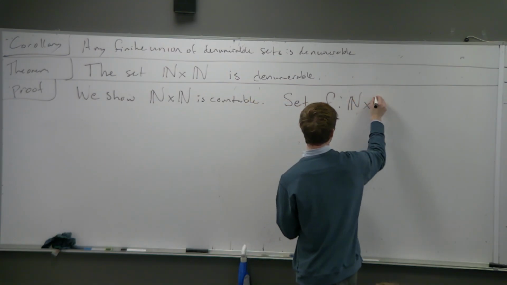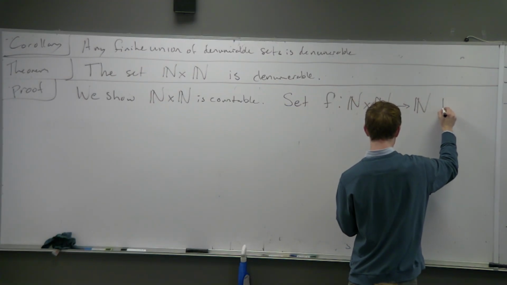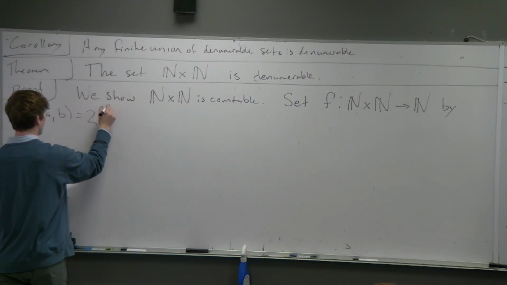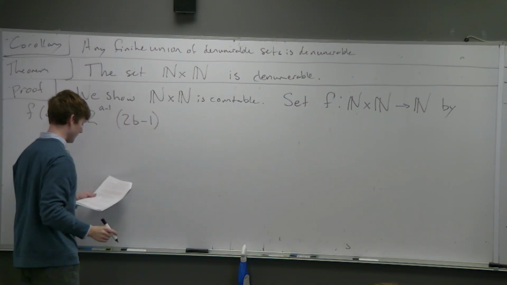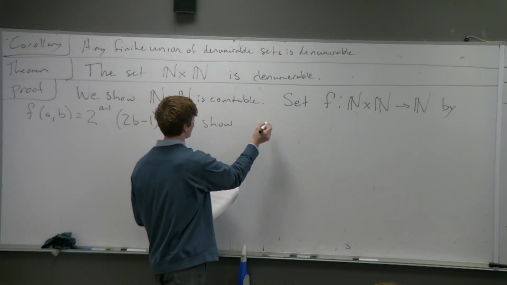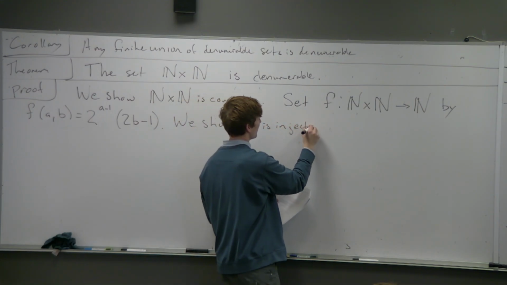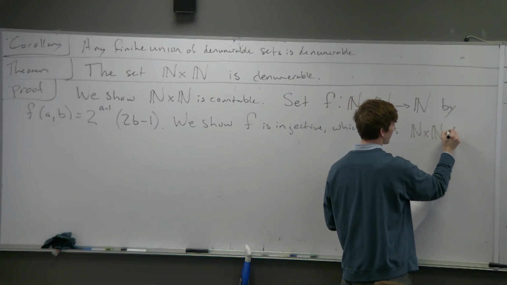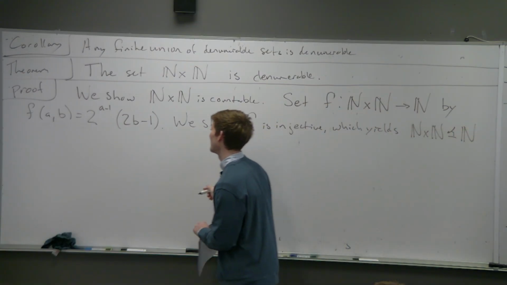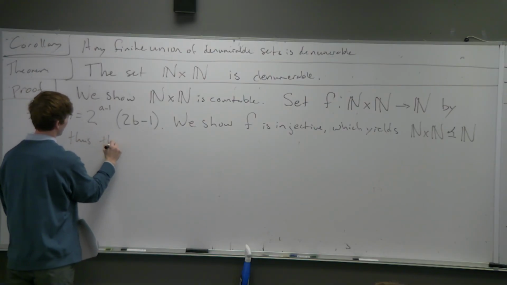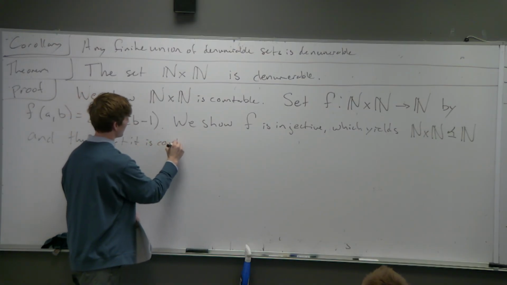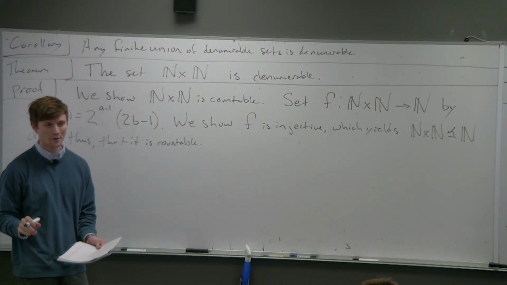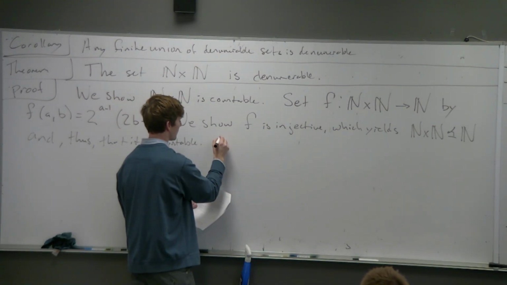Set f to be the function from the Cartesian product of the naturals with itself to the naturals by f(a,b) equals 2^(a-1) times (2b-1). We show f is injective, which yields that N cross N is less than or equal to the naturals in cardinality, and thus that it is countable. Yeah? That was one of our first theorems today. Okay, cool. So, how do we show injectivity?